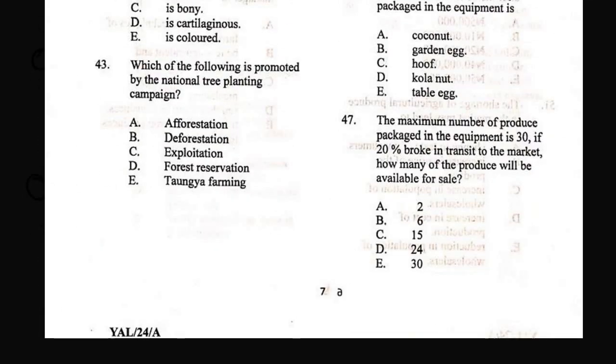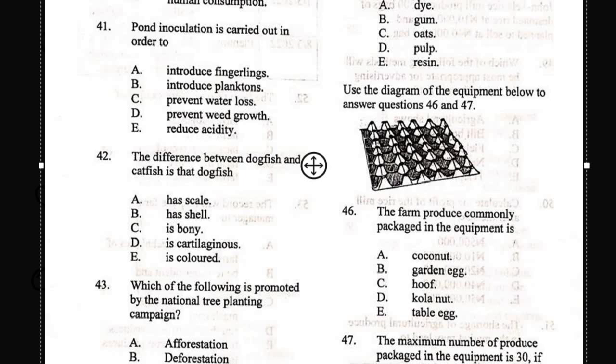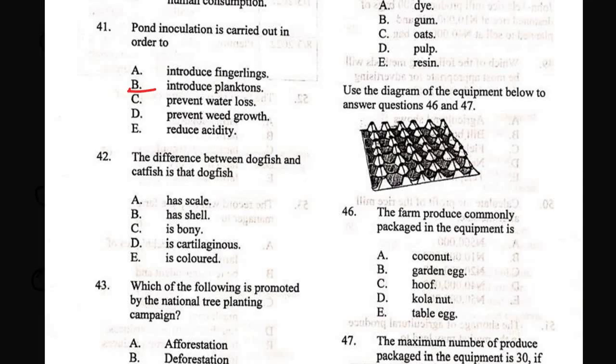Question 41 says, pond inoculation is carried out in order to A, introduce fingerlings, B, introduce planktons, C, prevent water loss, D, prevent weed growth, E, reduce acidity. The right answer is B, to introduce planktons. Okay, that's it.